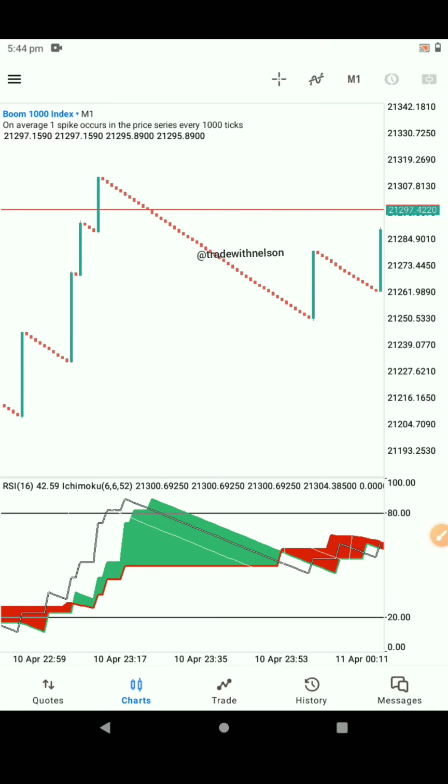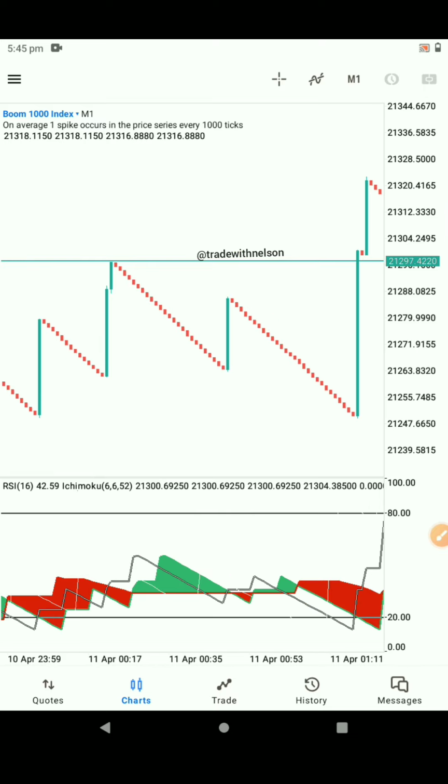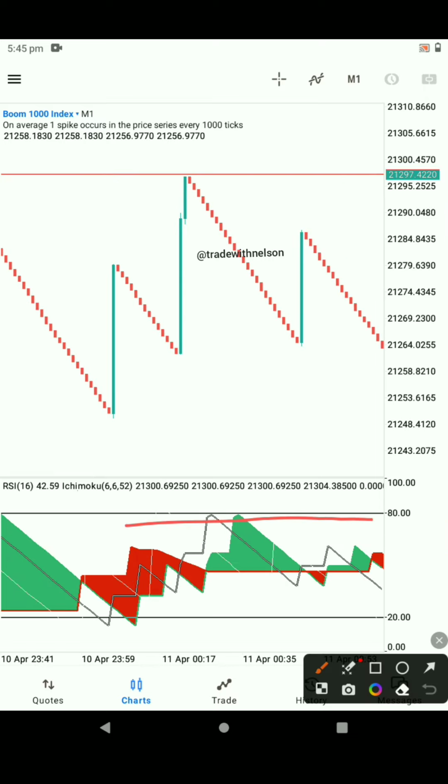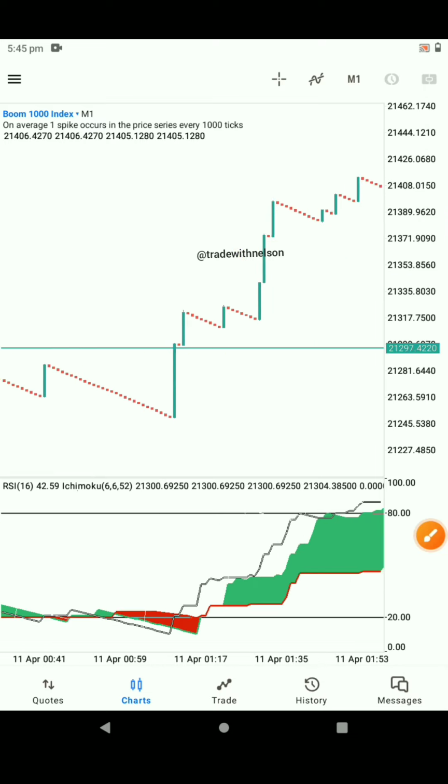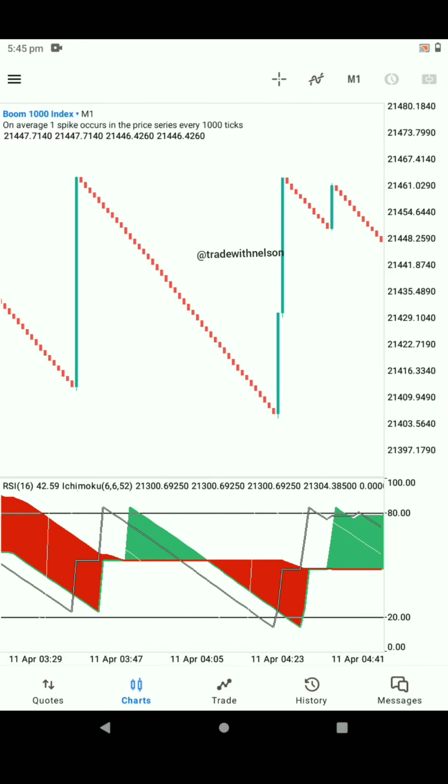So let me show you more examples so that we understand better. You can see this did not enter into the 80 level, so we have no trade. So over here we have an entry. You see this black line of the Ichimoku enters into the 80 level.